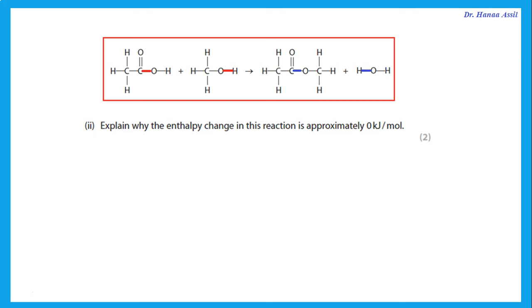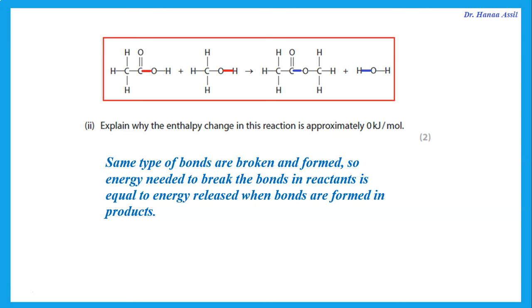So explain why the enthalpy change in this reaction is approximately 0. Why would the delta H for this reaction be 0? Can you see that the bonds that we need to break are the same as the bonds that we're forming? We're breaking a C-O and an O-H. We're also forming a C-O and O-H. So the same type of bonds are broken and formed. So the energy needed to break the bonds in the reactants is equal to the energy released when bonds are formed in the products.